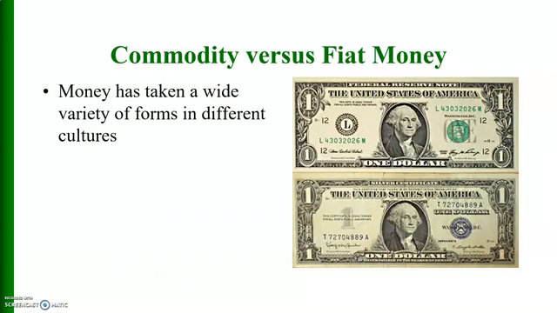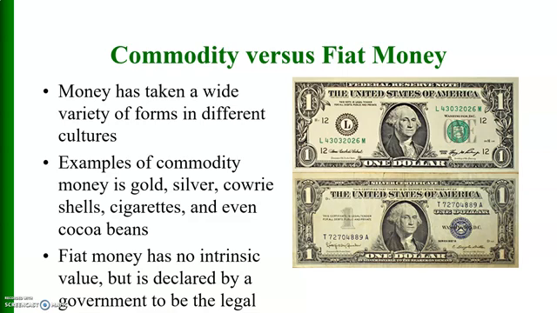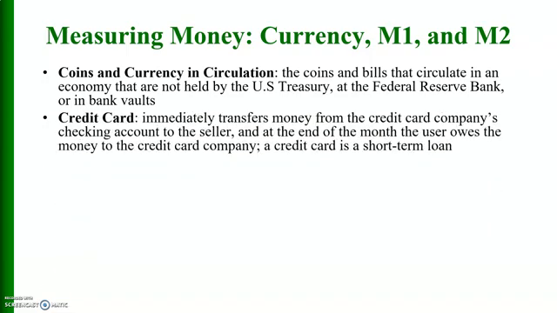Commodity versus fiat money. Money has taken a wide variety of forms in different cultures. Examples of commodity money are gold, silver, shells, cigarettes, and even cocoa beans. Fiat money has no intrinsic value but is declared by a government to be legal. Coins and currency in circulation: the coins and bills that circulate within the economy and that are not held by the US Treasury, the Federal Reserve Bank, or in bank vaults.